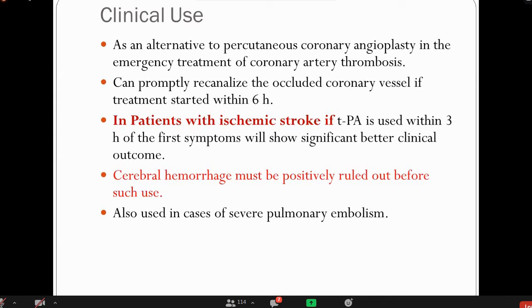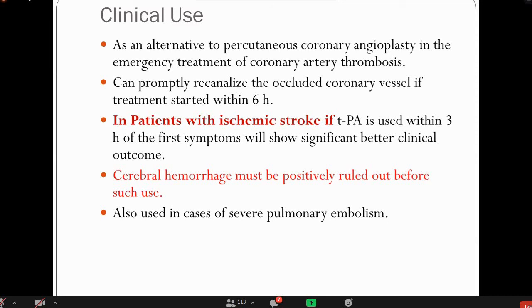it can, this is an important point, promptly recanalize the occluded coronary vessel if treatment is started within 6 hours. In patients with ischemic stroke, if tissue plasminogen activator is used within 3 hours of the first symptom, it will show significantly better clinical outcome.